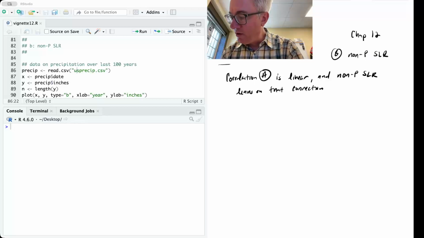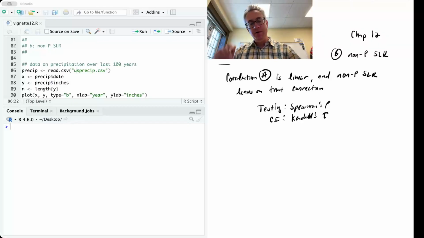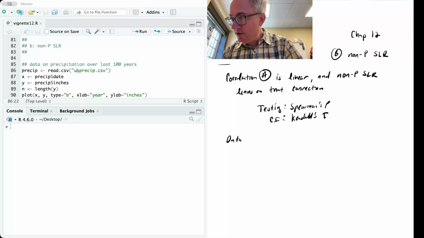In fact, when we go to testing about slopes, we'll actually be doing Spearman's rho. And when we do confidence interval calculations for the slope, we'll really be doing Kendall's tau. And when we do prediction, which I don't talk about here in the vignettes, but is in the book, it leans heavily on Kendall's tau. Remember, the data are still pairs.